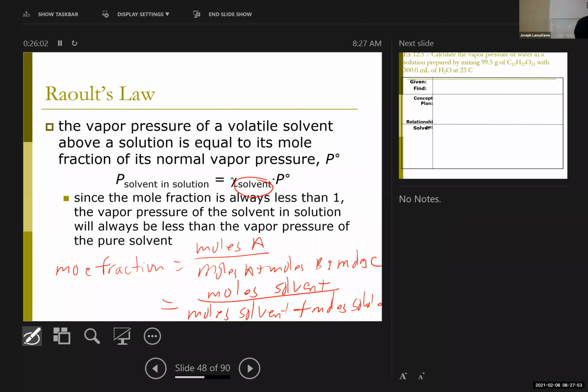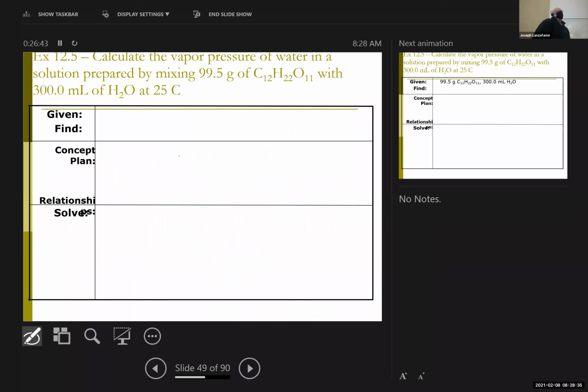This P0 is the vapor pressure of the pure substance. And the P of the solvent in the solution is the vapor pressure of the solution. It says solvent in solution because my solutes are not volatile. And so I'm only talking about water in a water solution having a vapor pressure. If I have a saltwater solution, the salt has 0 vapor pressure. And so it's a fairly straightforward calculation if you want the vapor pressure of something.